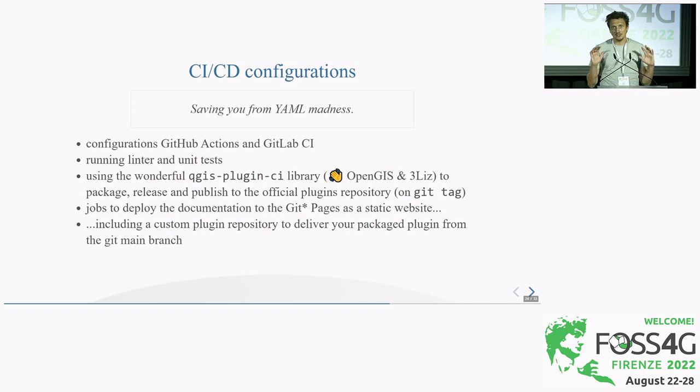The big side of this template is the continuous integration and deployment configurations, saving hours of writing a YAML which triggers the right things in the right order, etc. So it's already included for GitHub Actions and GitLab CI. It's obviously running linter, tests, etc. And we use the wonderful libraries qgis-plugin-ci, OpenGIS and Freelease to package, release, and publish the plugin automatically to the official plugin repository on a Git tag or on a custom one, which is included in the documentation, which is also automatically deployed on the GitLab or GitHub Pages static website.